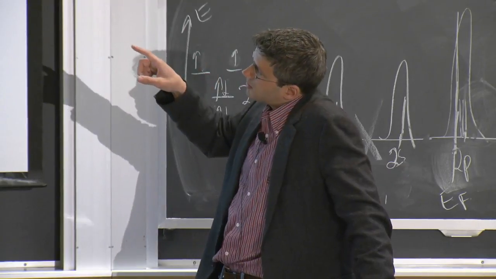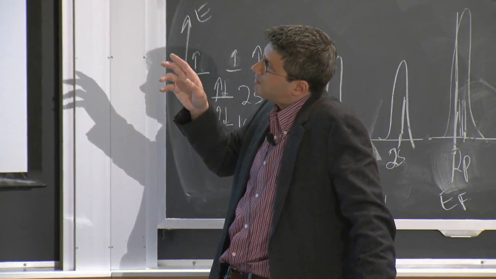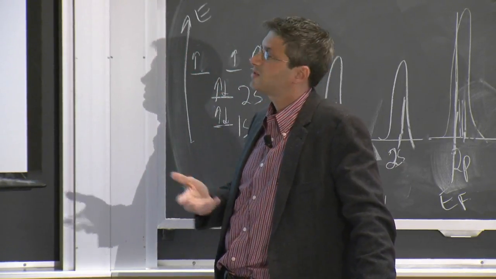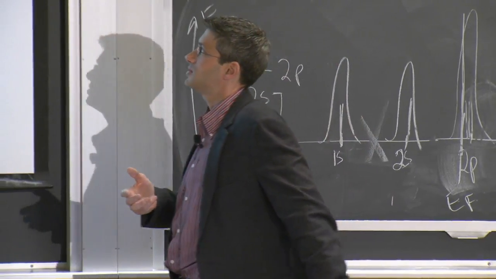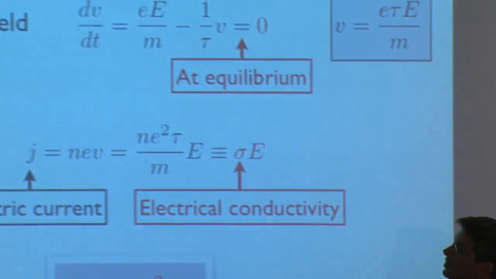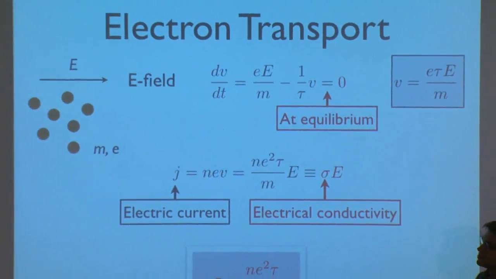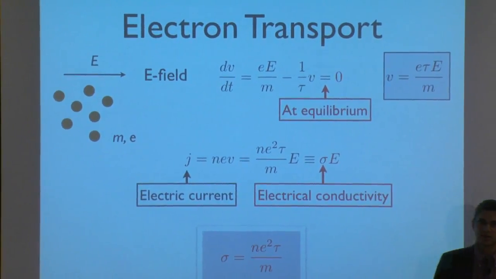Now, if you put an electron in a field, it's going to move until you hit this equilibrium point where the acceleration is zero, because the force it feels is balanced by the scattering. Okay, that's sort of basic.